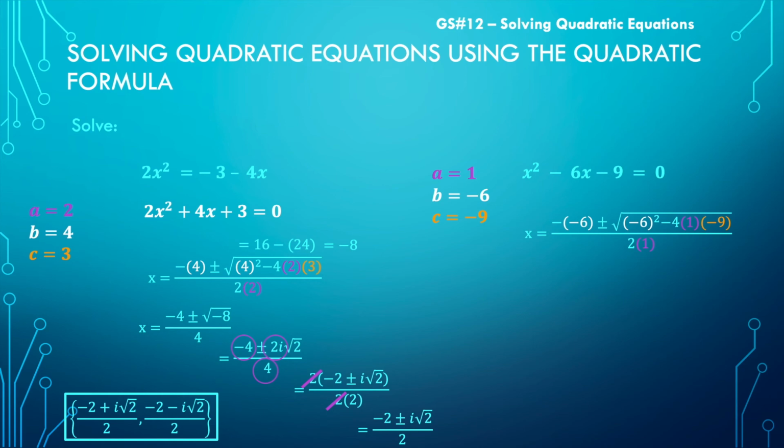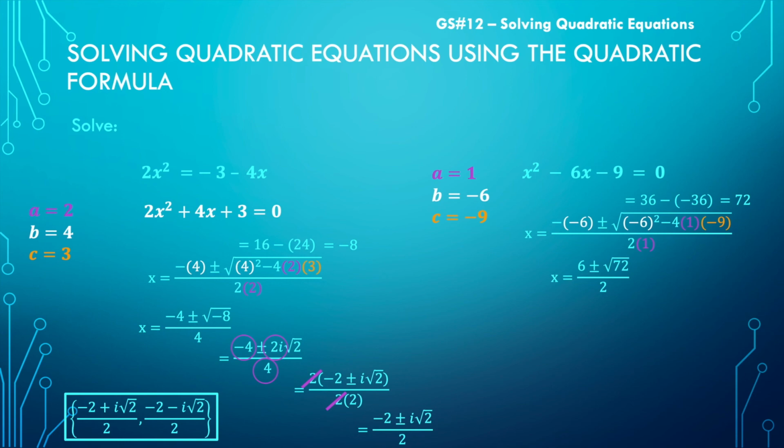So let's simplify our radicand. Negative 6 squared will be 36 minus 4 times 1 times negative 9, which is negative 36. So I would have 36 minus negative 36, also known as 72. Let's clean up our expression. That negative negative 6 becomes 6, and that 2 times 1 is 2, so x is equal to 6 plus or minus the square root of 72 all over 2.